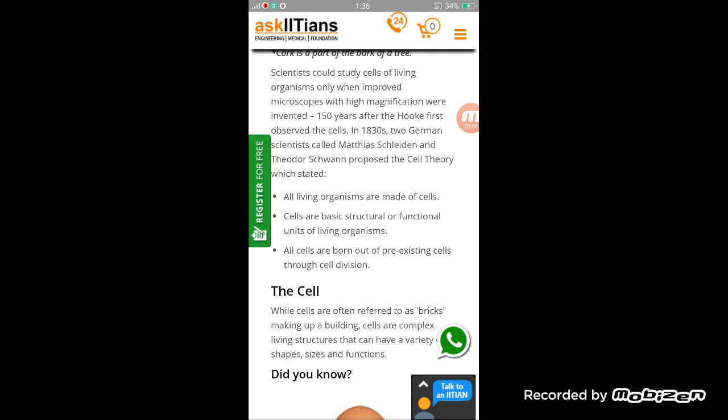Scientists could study cells of living organisms only when improved microscopes and high magnification were invented. Obviously, because cells are the smallest unit of life, as we studied just now, we need higher magnification, high quality microscopes to study the cells.